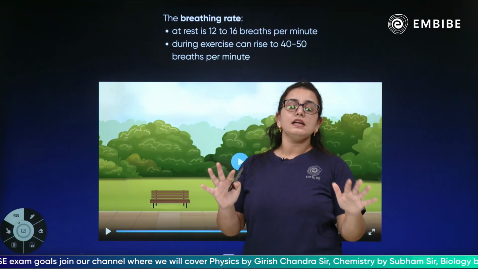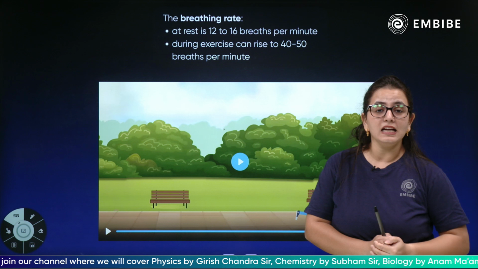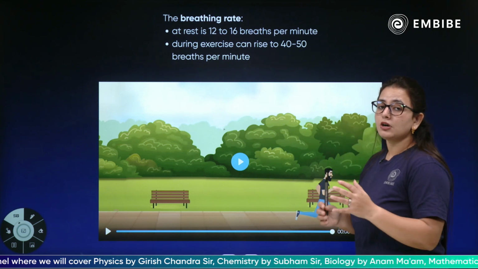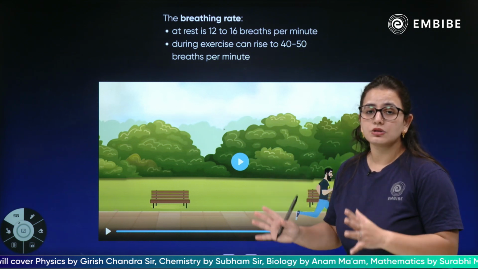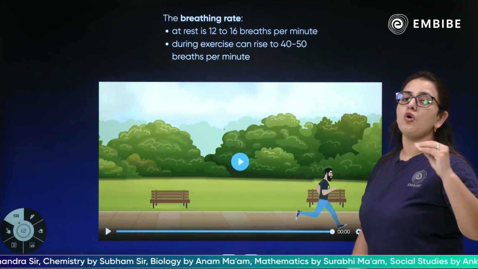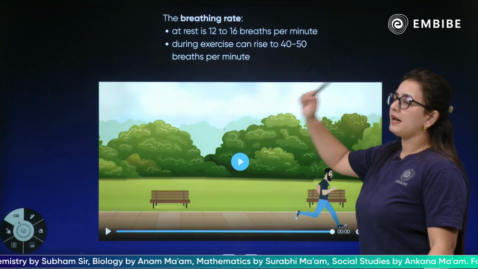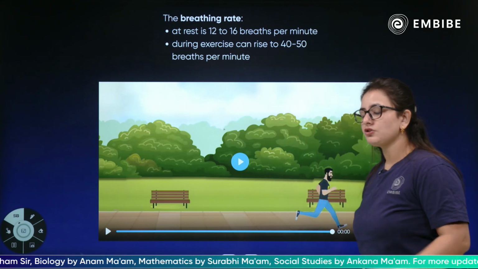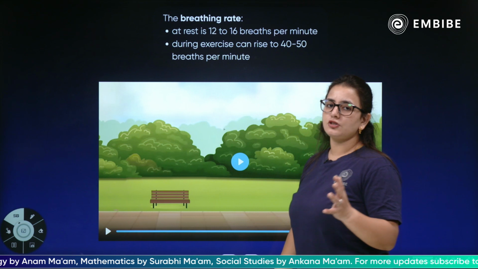When you are relaxing, it might be 12 to 16 times per minute, but when you are doing an aggressive physical workout, running, it might go up to 40 to 50 breaths per minute. So this is how your breathing pattern fluctuates.